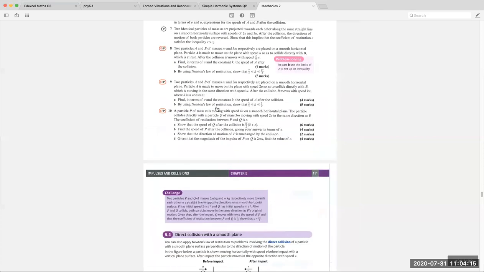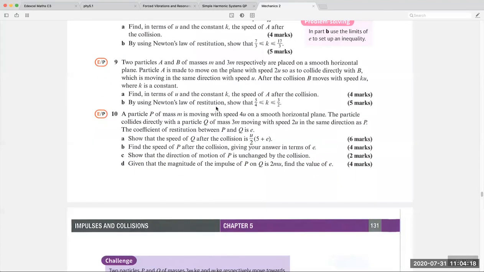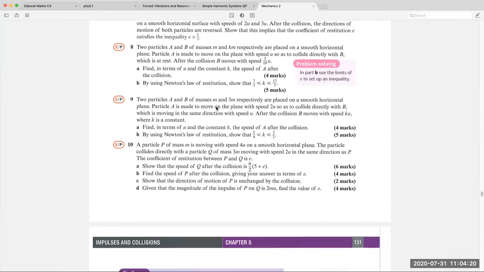So let's do the questions together. Let's have a look at question 8, 9, and 10. For question 8, it's better for you to draw a diagram. Two particles, mass m and km, placed on the same smooth horizontal table, a plane. Particle A is moving on the plane with the speed u, collides directly with B, which is at rest. After the collision, ball B has the speed 3/10 u.